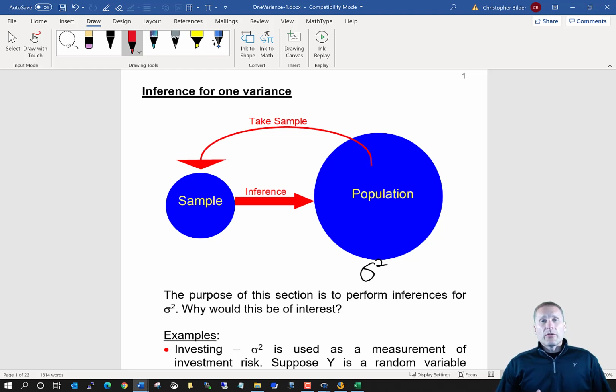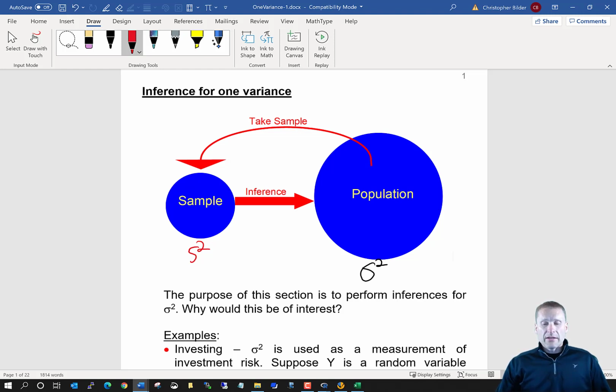So what we do is we go into the population, we take a representative sample out of that population, and now we have a smaller set of information that's much easier to work with. This is what's called our sample, and we can calculate numerical summary measures for this sample, the sample variance. Then using this sample, and especially the sample variance, we can draw inferences back to the population so that we can better understand it.